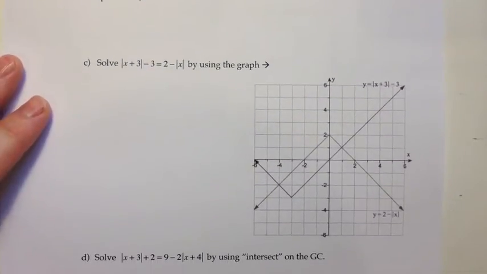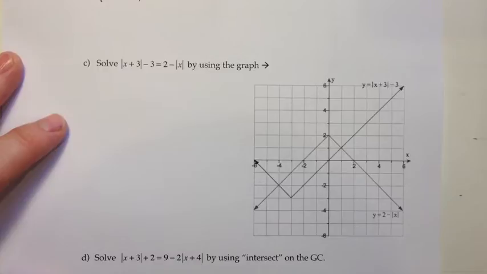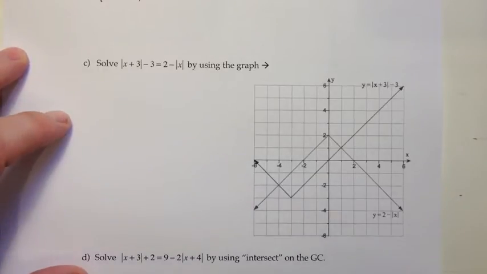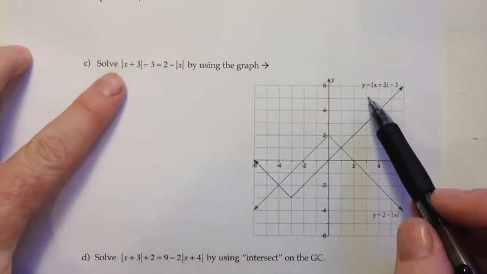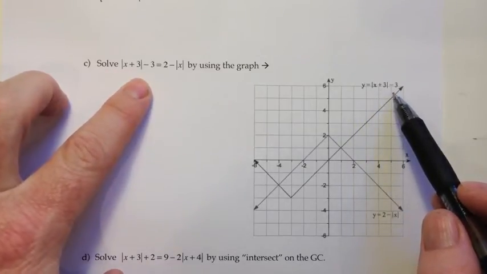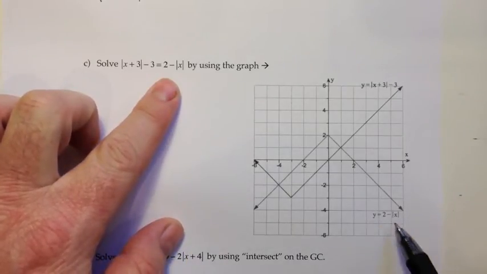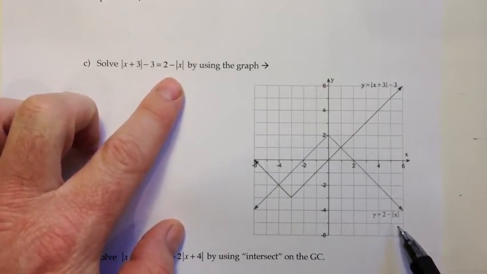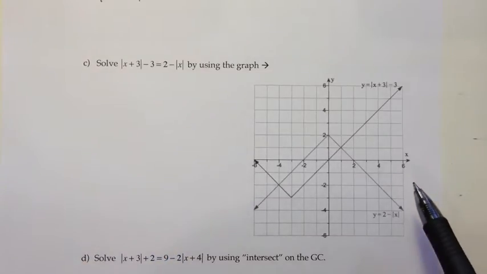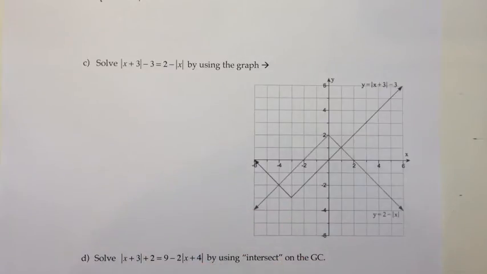Let's look at part C, where they want us to solve the absolute value of x plus 3 minus 3 equals 2 minus the absolute value of x by using this graph. So on the graph here, we have one graph, y equals the absolute value of x plus 3 minus 3. Notice that's the left side. And the other graph is y equals 2 minus the absolute value of x, and notice that's the right side. So we've done this before on the graphing calculator where we graph the left side and the right side, and when we do that we always look for the points of intersection.